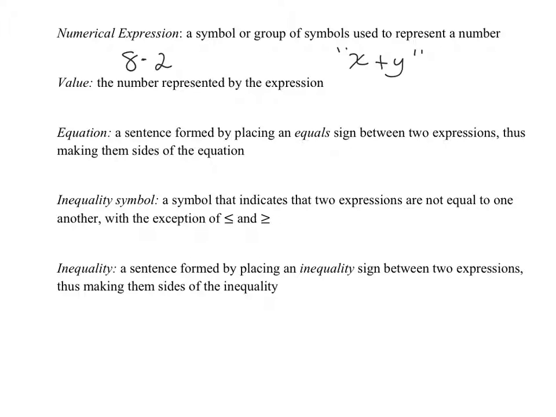We already saw these with our number line a little while ago. So for an equation, I could write something like this: 4 times 7, well, that's equivalent to 30 minus 2. Or that's equivalent to 20, whatever it is, but that would be an equation. Another equation that we're going to see involves variables. 2x equals 115. That's an equation. The expression 2x is equal to the expression 115.